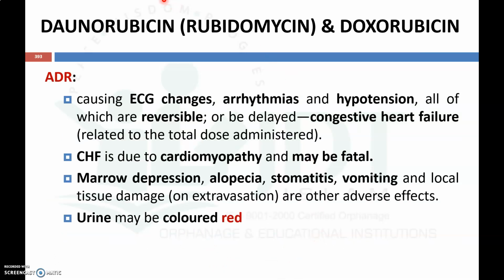Now the important ADRs of daunorubicin and doxorubicin are ECG changes, arrhythmia and hypotension, and all these ADRs are reversible. It may also cause delayed congestive heart failure, and this congestive heart failure is usually due to cardiomyopathy, which may be fatal. It will also cause bone marrow depression, alopecia, stomatitis, vomiting and local tissue damage, and the color of urine may change to red. That is another important ADR of daunorubicin. It will change the urine color to red.